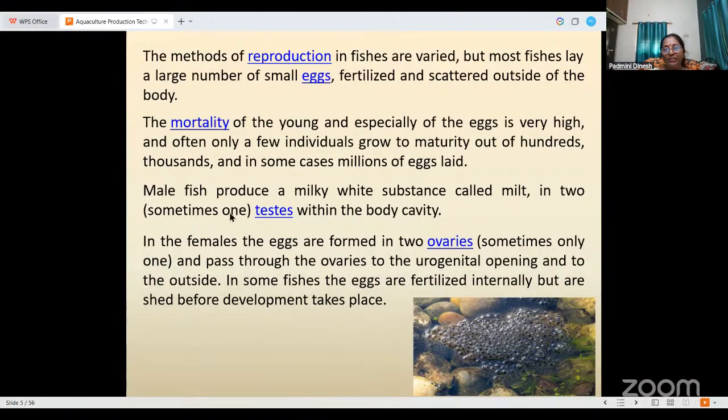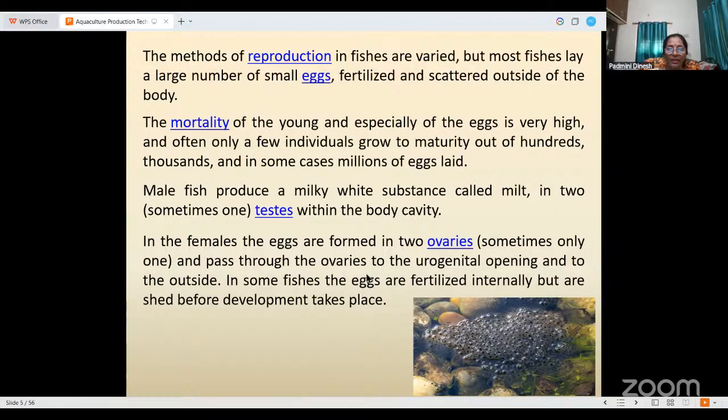The male fishes produce a milky white substance called milt, which is nothing but the sperms. And in females, the eggs are formed in the two ovaries. If you have cut open a fish, you must have seen a pair of ovaries in your practicals when you did the GSI, the gonadosomatic index and all. So you must have done all those in the practical classes, I'm sure.